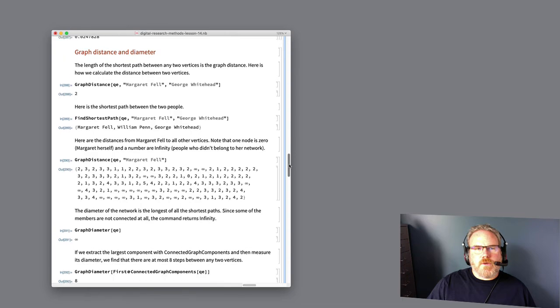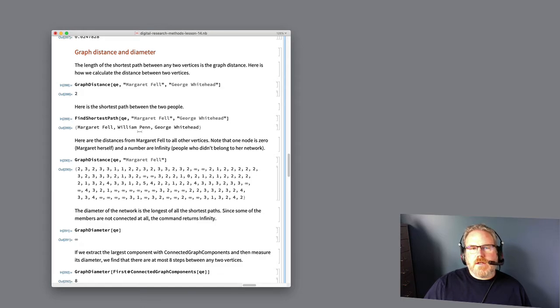We can also measure what's known as the distance and the diameter of a graph. So the length of the shortest path between any 2 vertices is the distance. We could say, what's the distance between Margaret Fell and George Whitehead? 2. What's the shortest path? We can ask for Mathematica to find that actual path for us and say, well, what's the path between Margaret Fell and George Whitehead?